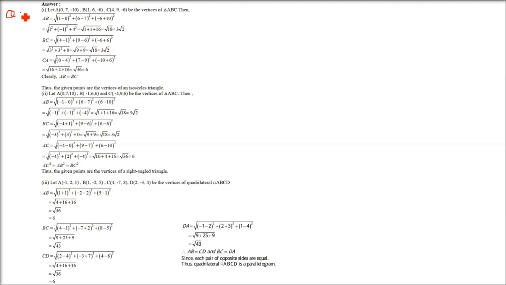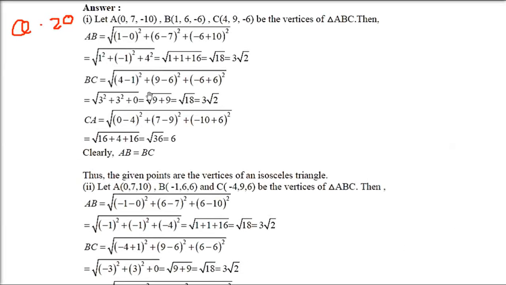Next is question number 20, and there are 3 parts here. All these 3 parts are from NCERT, and we have done all these questions already. How have we done? Isosceles triangle we know, right angle triangle we know, vertices of a triangle, a parallelogram we know. How to do this? We have already done that question, but let me give you an idea also here.